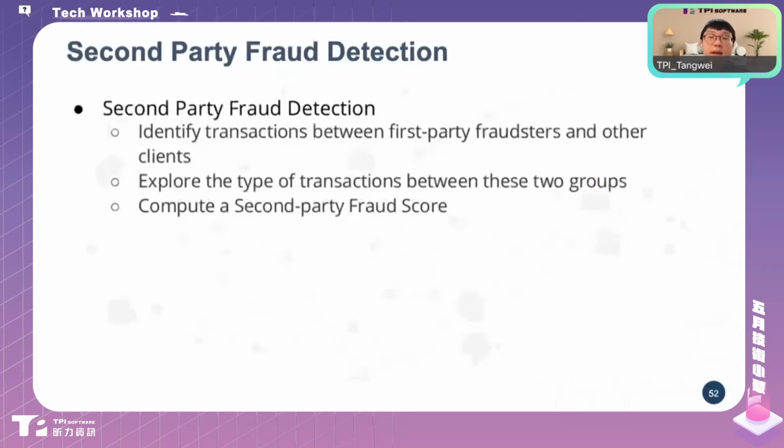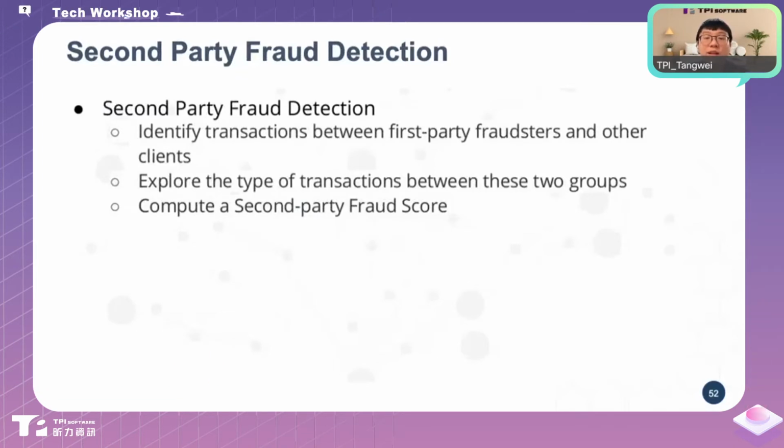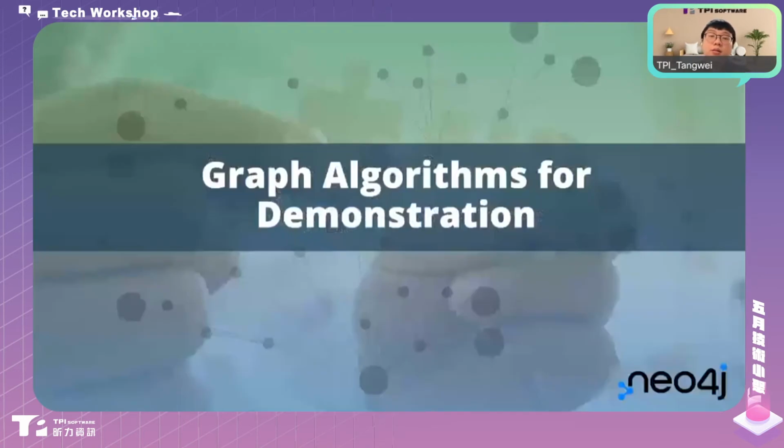So in the second-party fraud detection, we will perform these 3 main steps. The first is to identify the clients who interact with first-party fraudsters. Next, we will explore the type of transaction between those 2 groups. And finally, we will use some graph algorithms to compute the second-party fraud score. Okay, so before we demo, here are some points we can mention first.